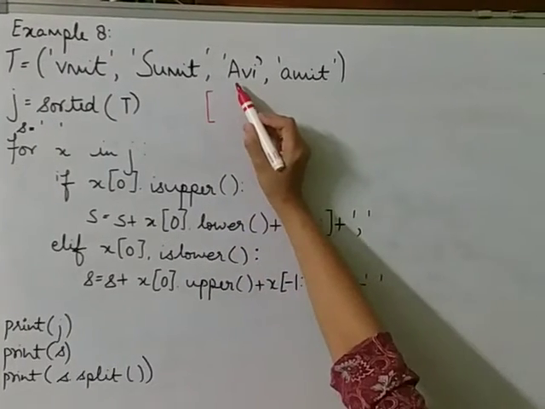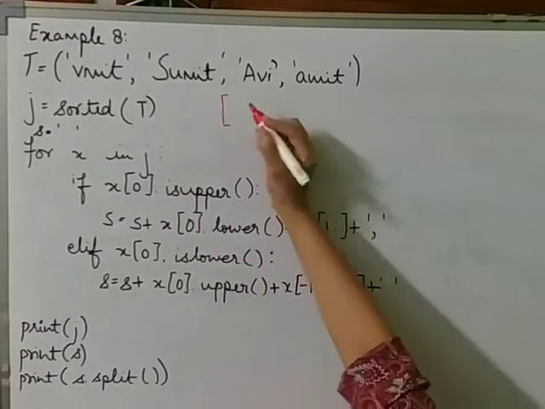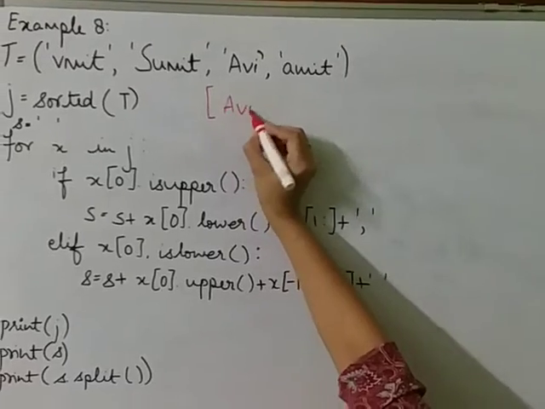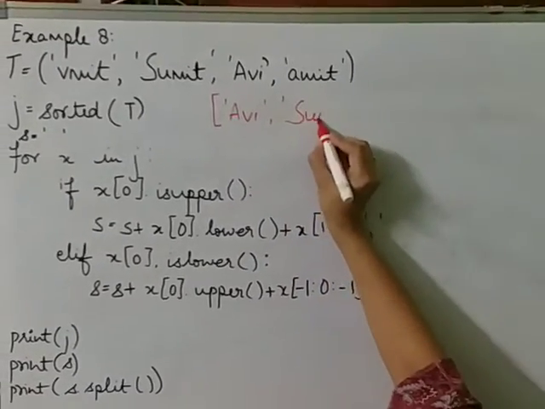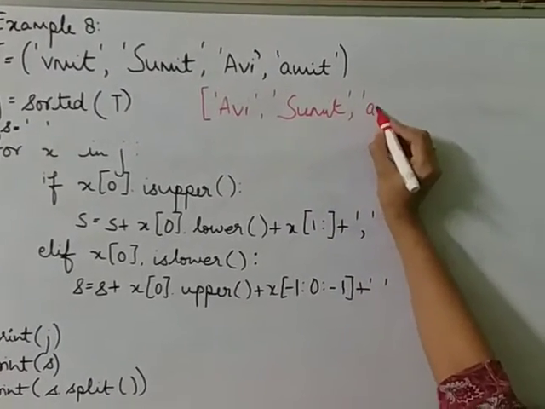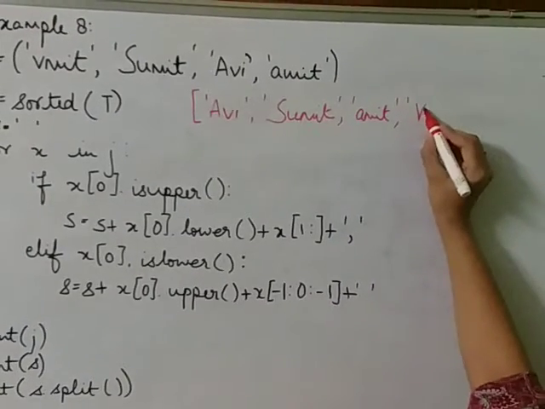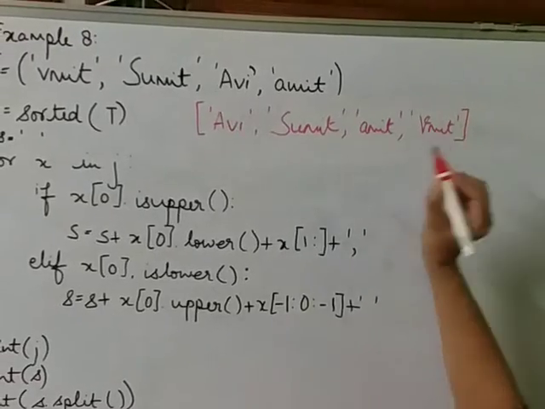As the ASCII code of capital letters is less than that of small letters, the capital values will appear first. The first value will be this, second will be this, and third will be this, and fourth is this. This is a small one, like this. It will be a list.